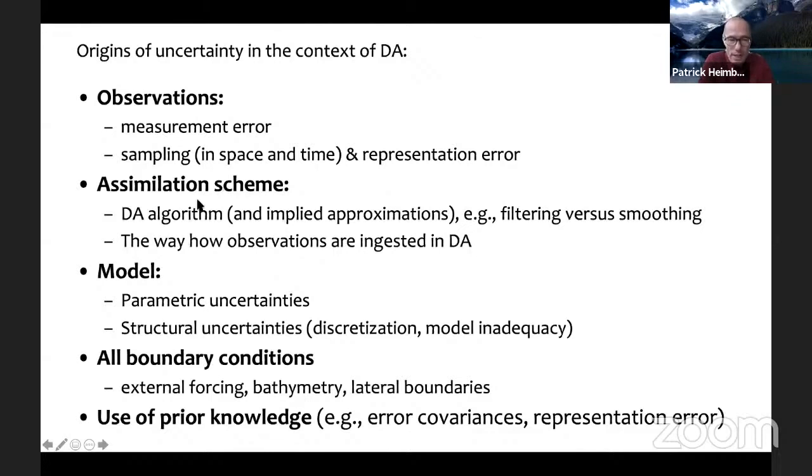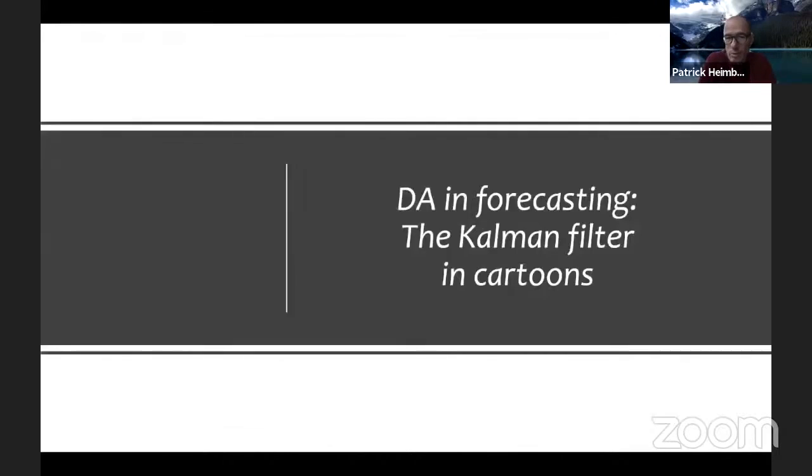The underlying model has parametric uncertainties or structural uncertainties. And then the boundary conditions could be from external forcing, from uncertain bathymetry, lateral boundary conditions. And then, of course, we'd like to incorporate prior knowledge, and that comes to prior error covariances that makes basically this statistical problem a Bayesian inverse problem.